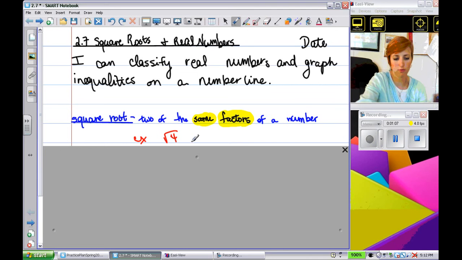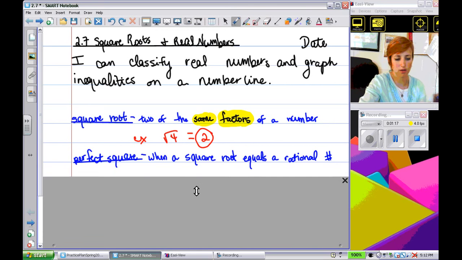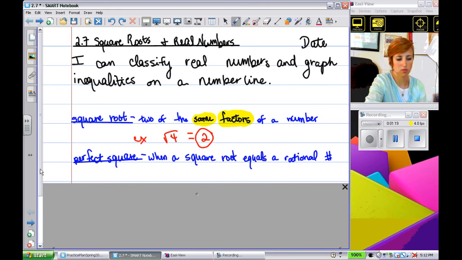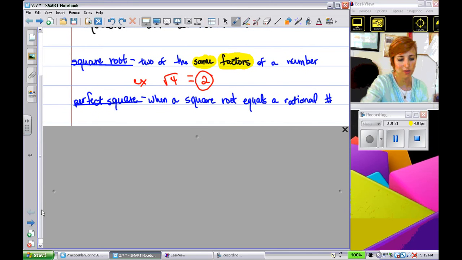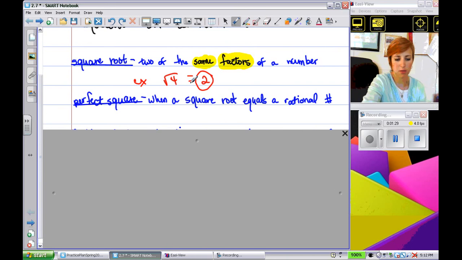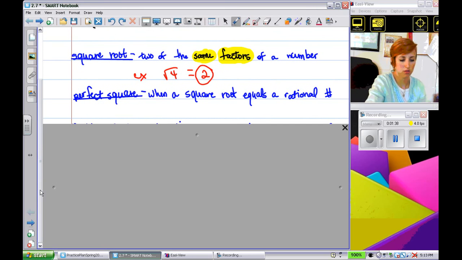Well, 4 is made up of 2 and 2, so the square root of 4 is 2. Okay, our next one is perfect square. And perfect squares is when a square root equals a rational number. So I'm just going to refer you back up here. 2 is a rational number, so the square root of 4 is 2, is also a perfect square. It's when a square root equals a rational number.